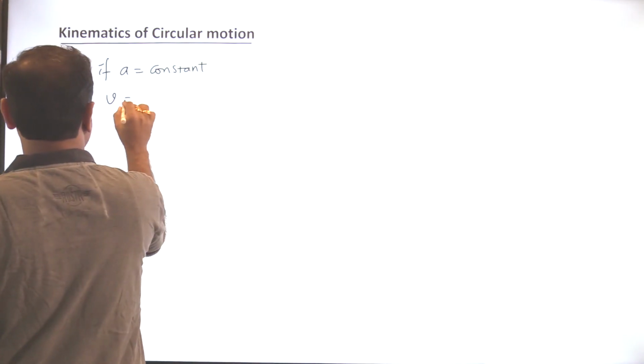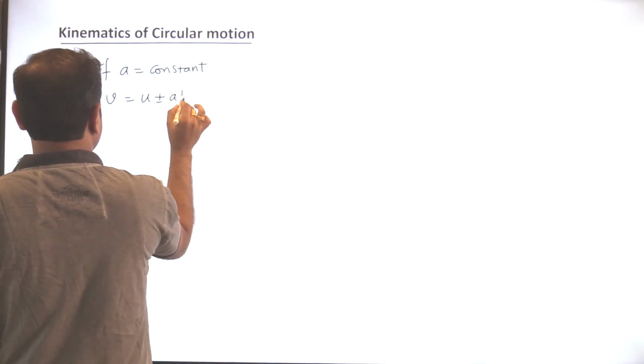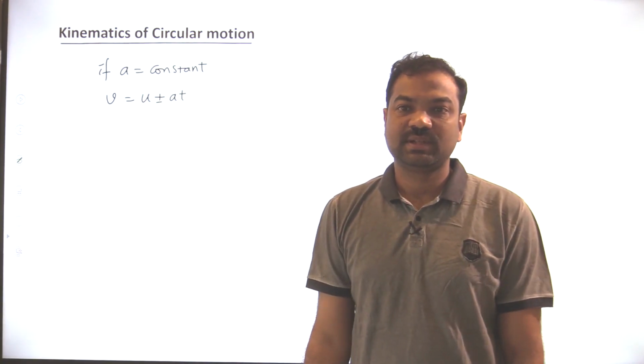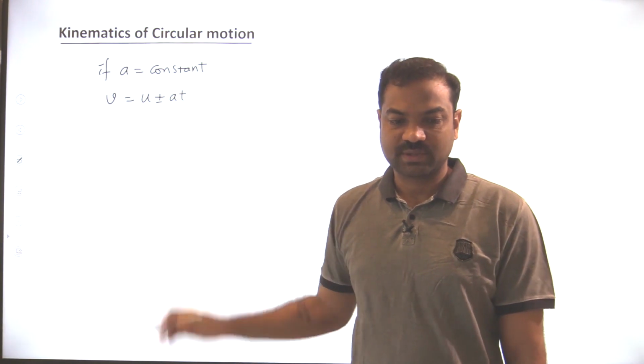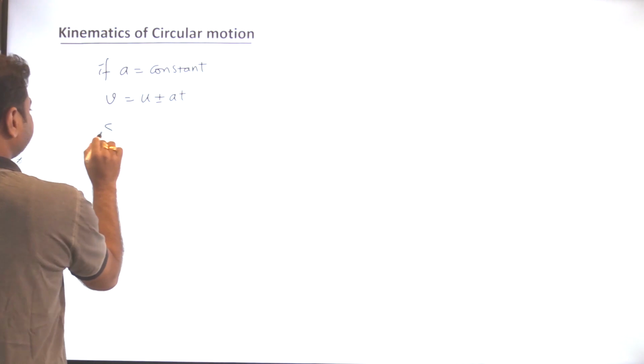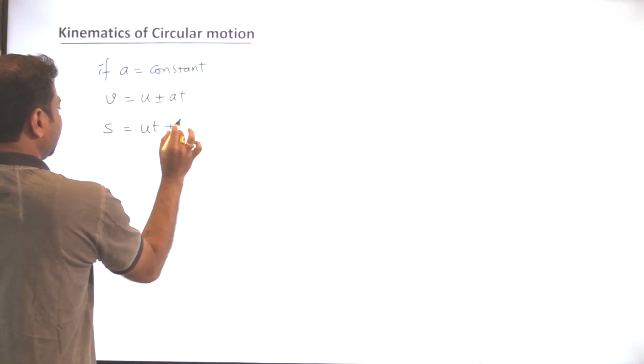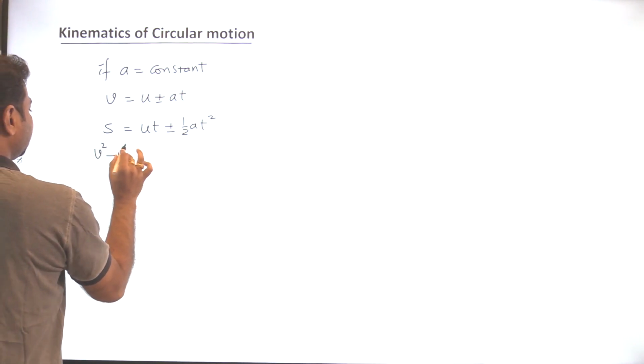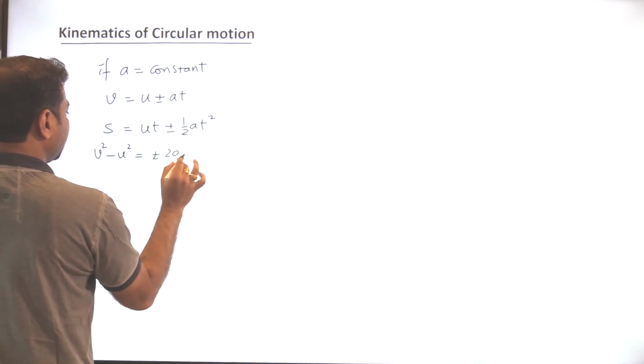We know that v is equal to u plus or minus at, we wrote. Do you remember? Where v is the linear velocity, u is the initial linear velocity. So everything is related to linear motion. Displacement in t time is ut plus or minus half at square. V square minus u square is equal to plus or minus 2as.